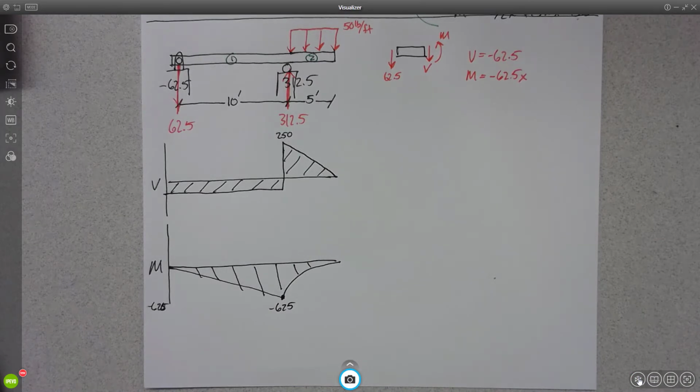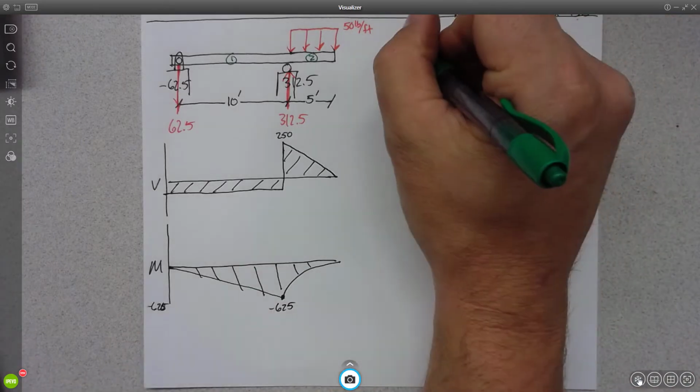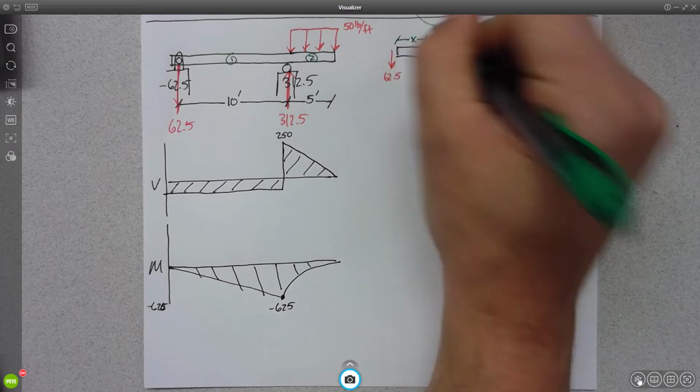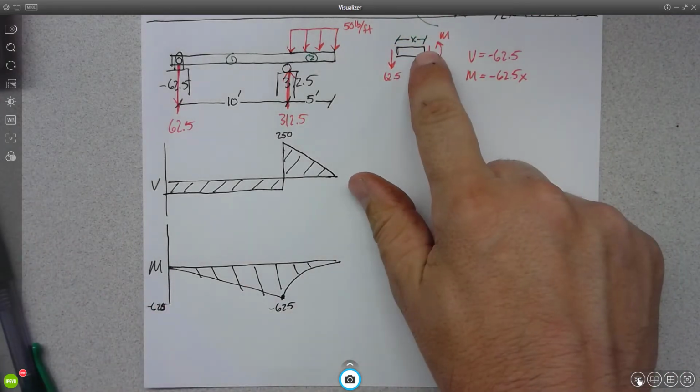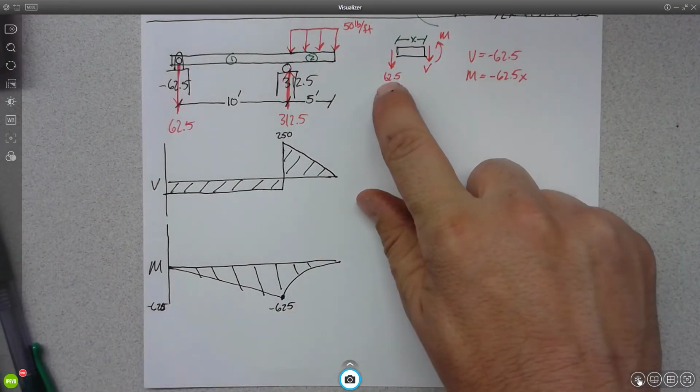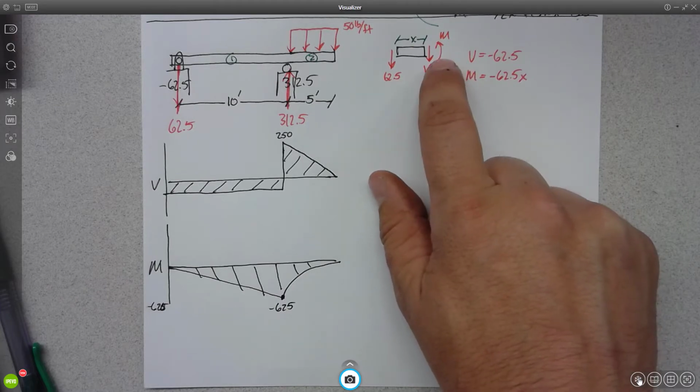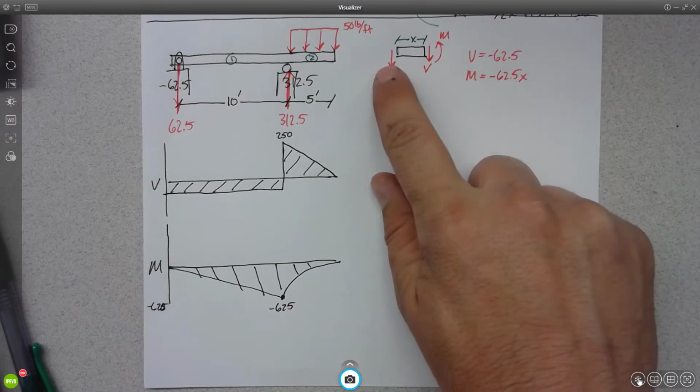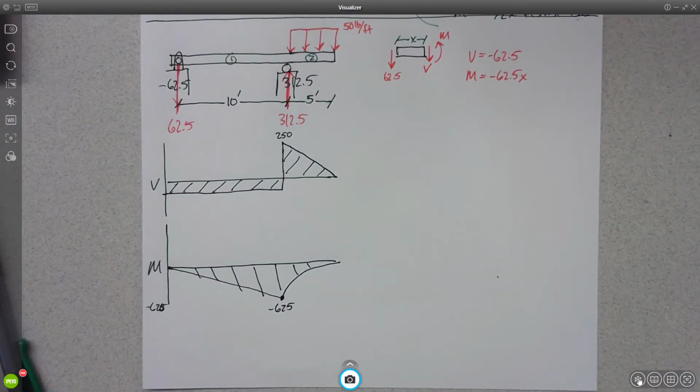Why can't I just look at it and say that? No other force that you have to worry about. Yeah, there's no other force in that, so if this is x going across, as I sum my moments about here, the only thing that's going to have a moment is 62.5x. And it's in the same direction as the moment, so we know the moment has to be opposite of it. So negative 62.5x. Okay?